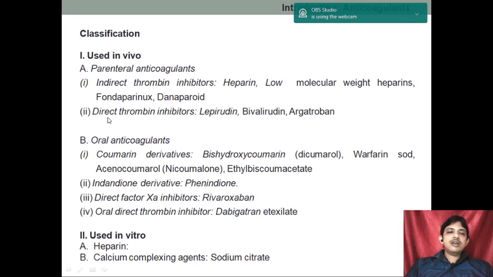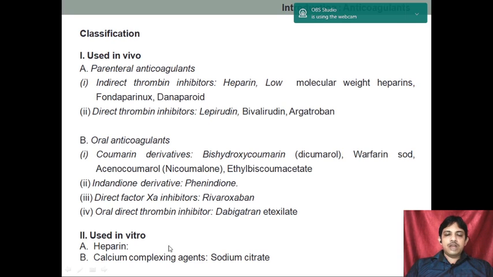Next is oral anticoagulants. Clear? Oral anticoagulants, like the coumarin derivatives, dicumarol and warfarin sodium. These are very important drugs. Other than this, there are indandione derivatives like phenindione, then a direct factor Xa inhibitor, that is rivaroxaban, and an oral direct thrombin inhibitor, that is dabigatran. So these are the drugs used in vivo.